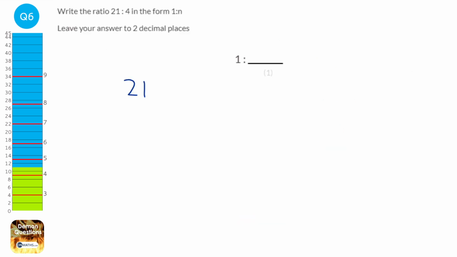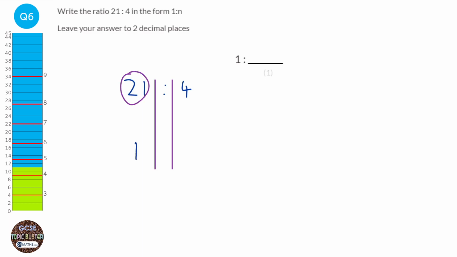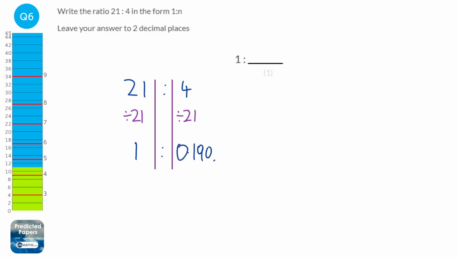So we're given 21:4 is the ratio. We're just going to have our lines in, because what we need to do is make the left-hand side be 1. And to do that, for 21, I need to divide it by itself, divide it by 21, and we're going to do the same to the right-hand side. So 21 divided by 21 is 1. Perfect, that's what we wanted. 4 divided by 21 is 0.190 blah blah blah. It says it wants it to 2 decimal places, so it's going to be 1 to 0.19.